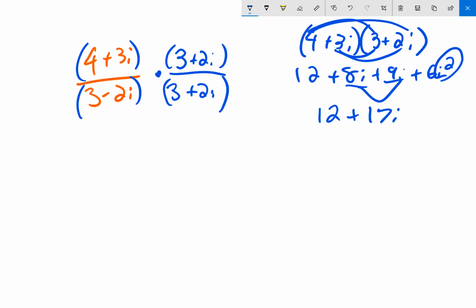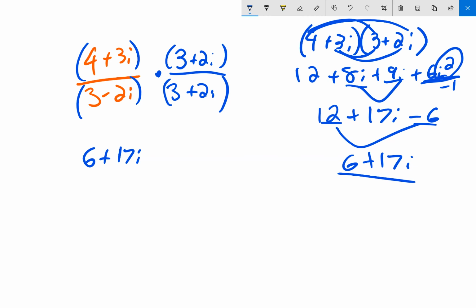But the real trick is remembering that i squared is the same as negative 1. So what I have here is 6i squared is 6 times negative 1. And 6 times negative 1 makes negative 6. So 12 minus 6 is 6. And then I bring down my plus 17i. So that's my numerator. My numerator is 6 plus 17i.